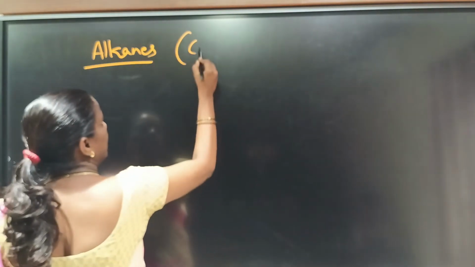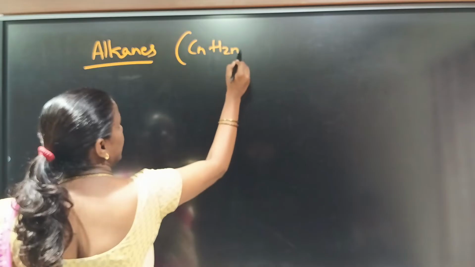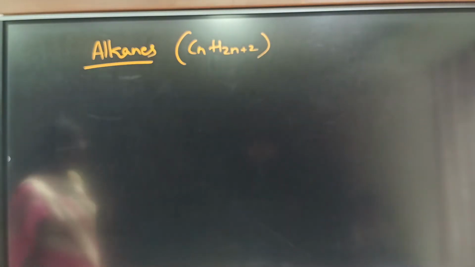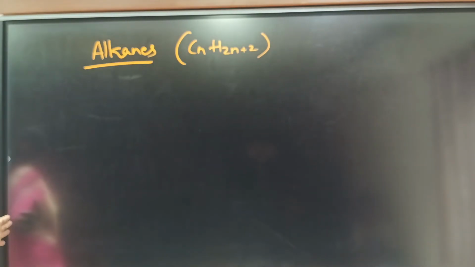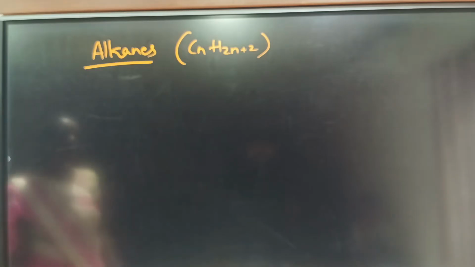So when alkanes come up, you should be knowing the general formula of this, CnH2n+2, and n, what does the n represent? Number of carbon atoms. Okay.